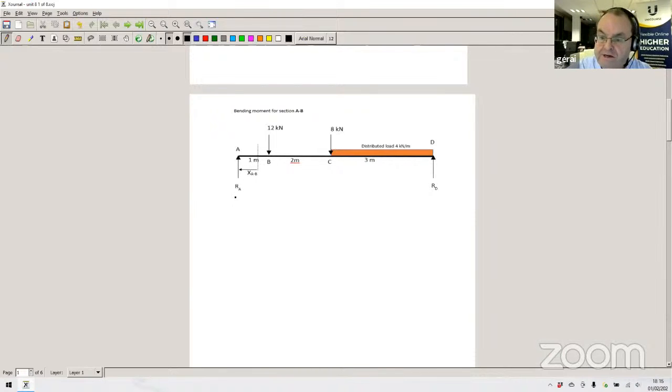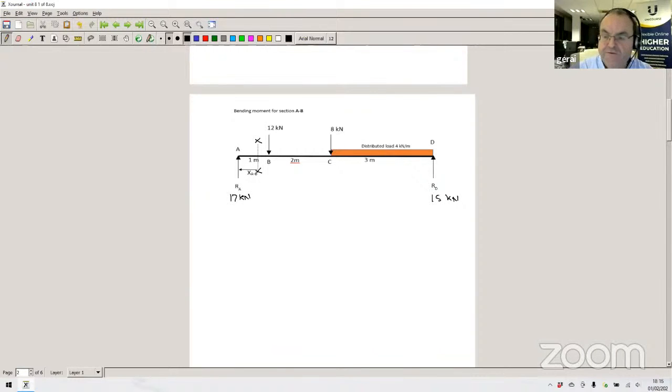We know RA is 17 kilonewtons, so I'll write that down so we don't forget. So that's 17 kilonewtons. And we write RD, which was 15 kilonewtons, just so we don't forget. But what I want to do, we're going to create this artificial point and we'll give it the label XX. So we're going to take moments around that point where the line XX is drawn.